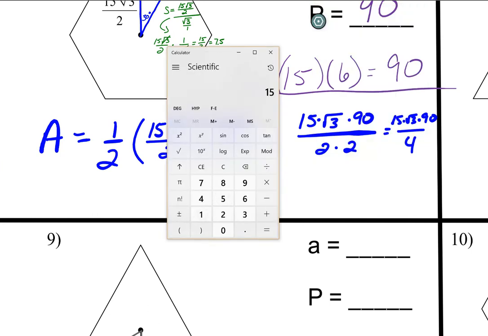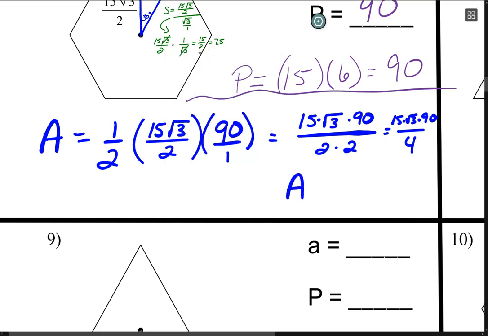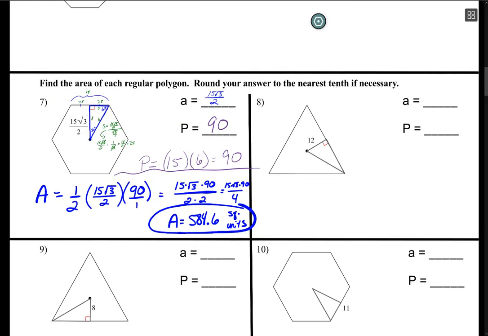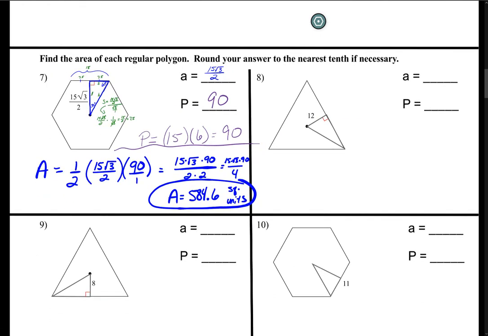So I'd say 15 times what? 3 square root times 90 divided by what? 4? 584.6? Yes, it will. That's why I told you you didn't have to write it down. And we'll do a couple more examples that I'll put on the calendar too.